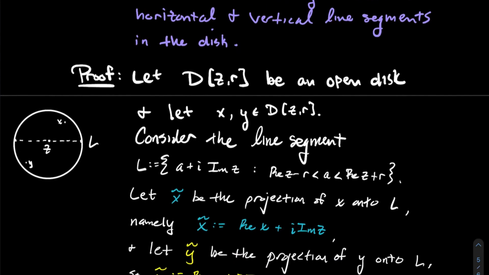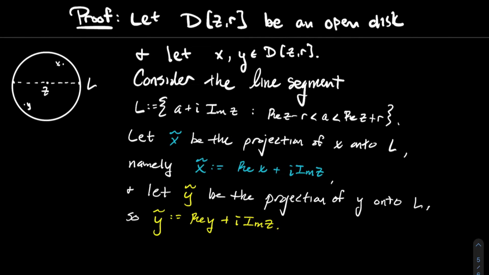And similarly, we're going to define the complex number Y tilde, the projection of Y onto L. In other words, Y tilde is the complex number whose real part is the same as the real part of Y, and whose imaginary part is the same as the imaginary part of Z. And if you're a little bit confused about what I'm doing, I've got a picture. If you've got X, just drop it down to that horizontal line L, and that's X tilde. That's what I mean by the projection. And if you've got Y, just drop it down to the horizontal, and that's Y tilde.